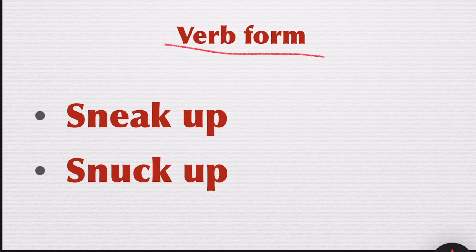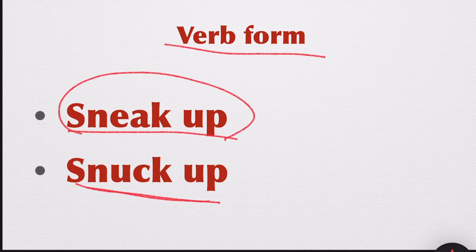See the verb form. The present tense form is sneak up and the past tense form is snuck up. If you want to use this phrasal verb in present tense, you should use sneak up. And if you want to use it for a completed action, you have to change the verb form into snuck up. That is, the past tense form of sneak up is snuck up.